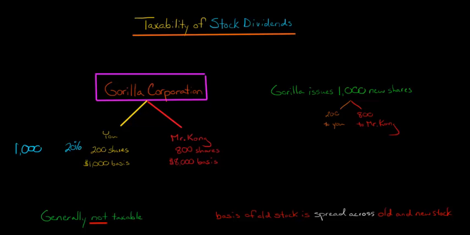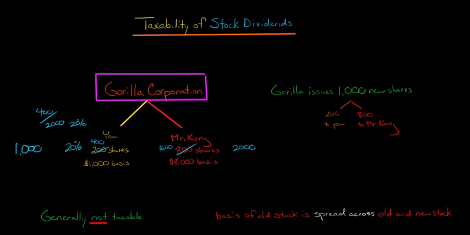And so let's say that Gorilla issues an additional 1,000 shares. So they issue 1,000 shares and they do a stock dividend where they distribute 200 of those shares to you and then 800 of those shares to Mr. Kong. So now you're going to have 400 shares. And now Mr. Kong is going to have 1,600. So now there are 2,000 total, right? And now you have 400 out of 2,000, which is still 20%. So your proportionate interest has not changed, right? So you still own 20% of the firm.